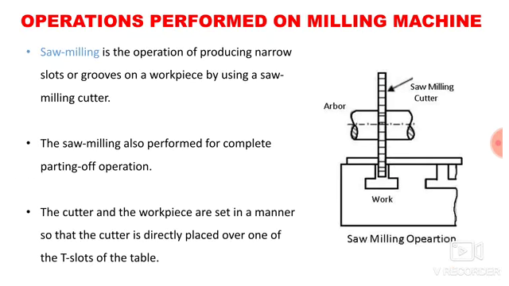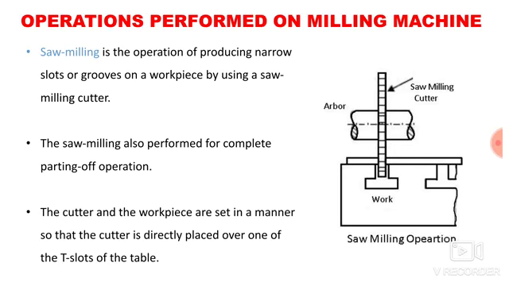So saw milling is the operation of producing narrow slots or grooves on the workpiece. So with saw milling you can produce a narrow slot over the workpiece, or you can break that workpiece into two pieces. But whenever you want to break that workpiece into two pieces, you have to place the cutter exactly over the T slot which is provided in the table of the milling machine. Then the cutter can pass through the table of the machine and you can break the workpiece into two pieces. So this is known as the saw milling operation.